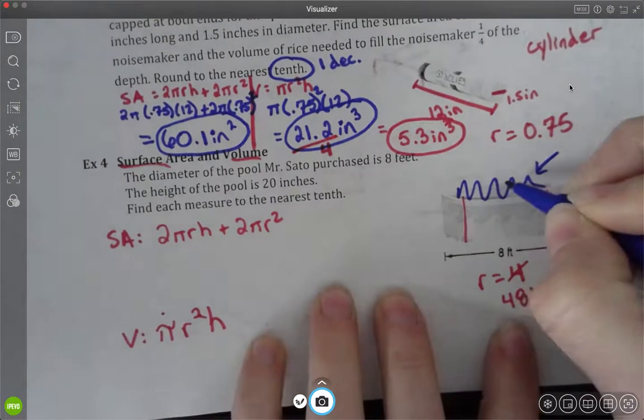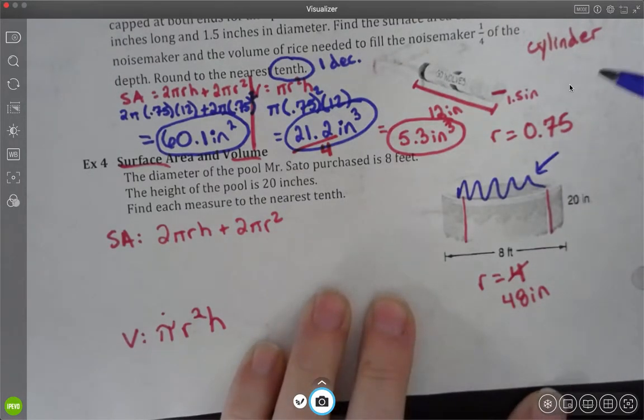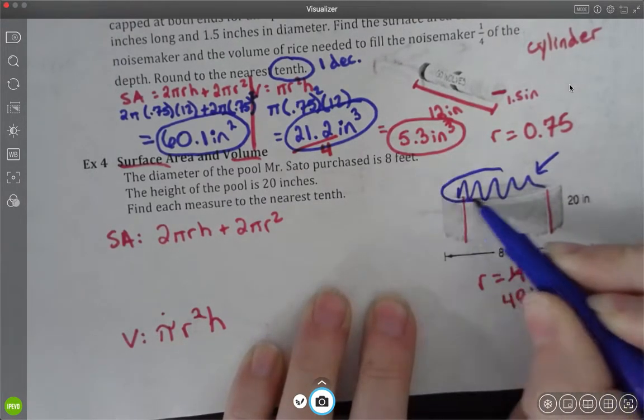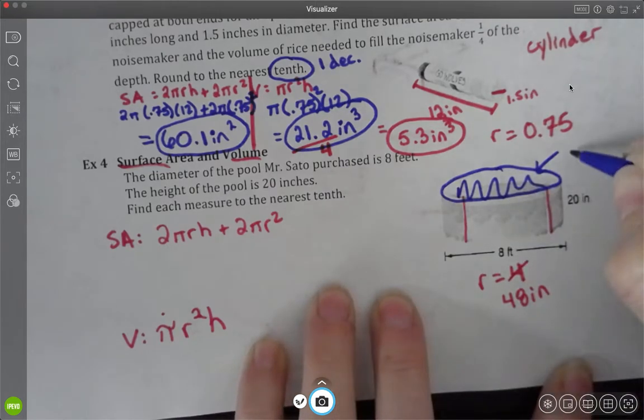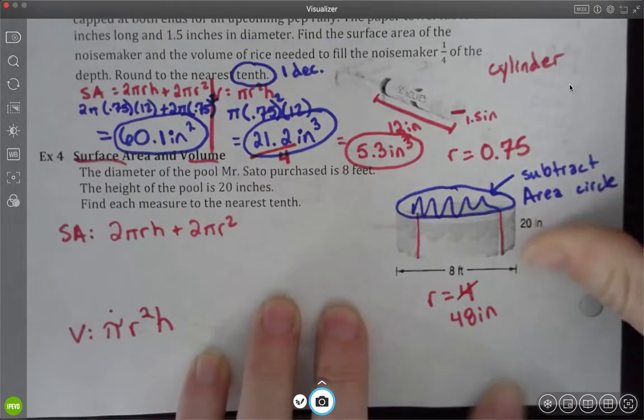So the top here is what shape? What shape makes up that top? A circle, okay? So I basically need to subtract out the area of that circle, right? That goes on the top. What is the area of a circle?